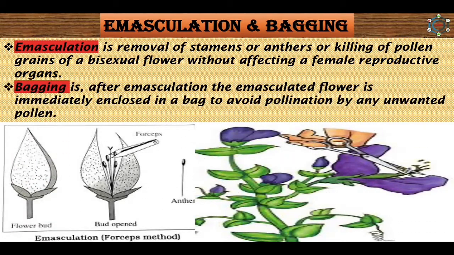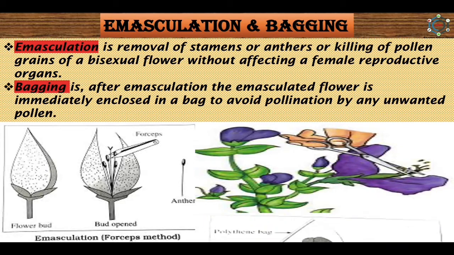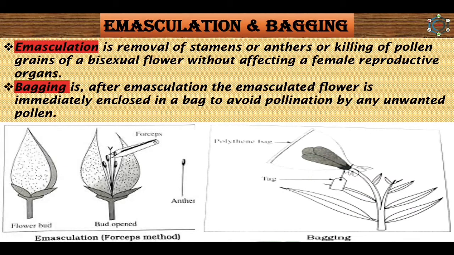And bagging is done after emasculation. The emasculated flower is immediately enclosed in a bag to avoid pollination by any unwanted pollen. So during artificial fertilization, the mature and viable pollen grains are collected from the male parent, then the bag is opened and the pollen grains are dusted on the stigma. Then the bag is replaced. So that is emasculation and bagging. All of this is done for desirable varieties.